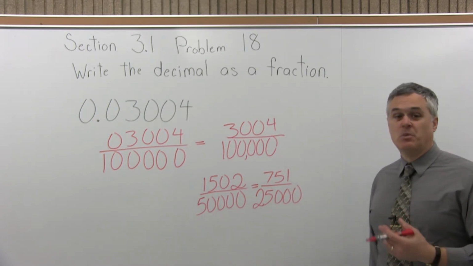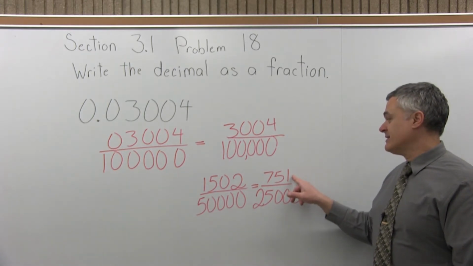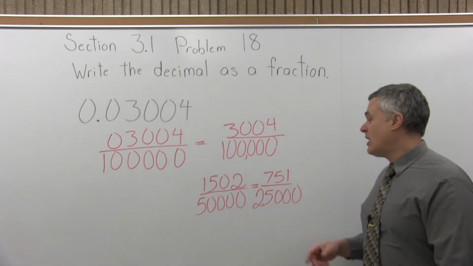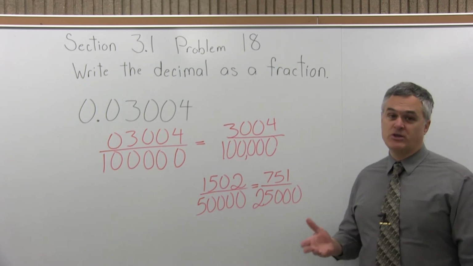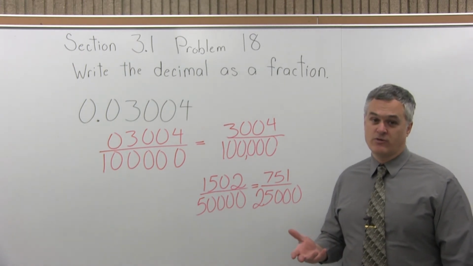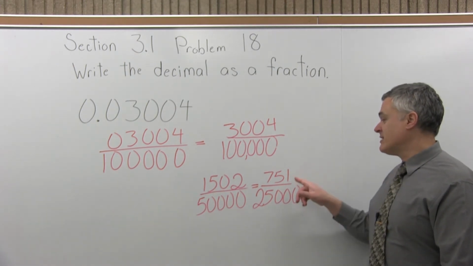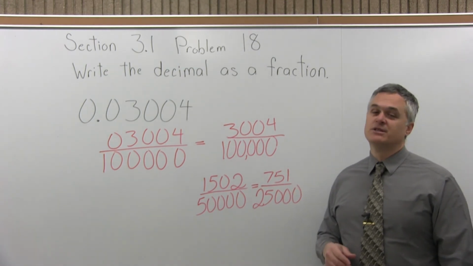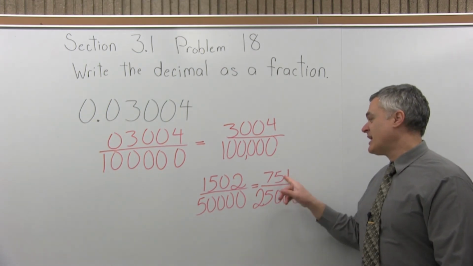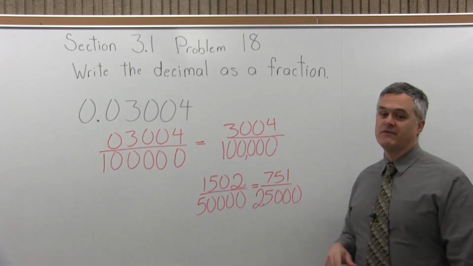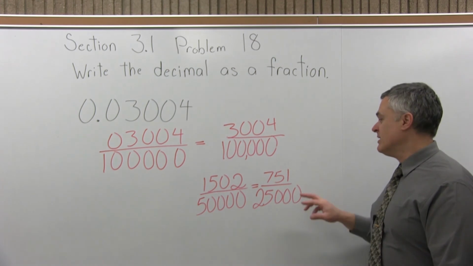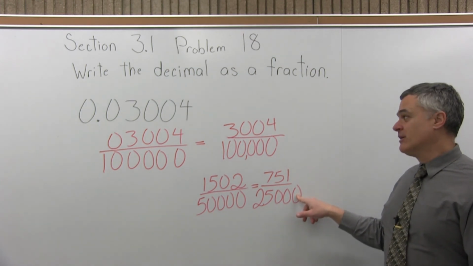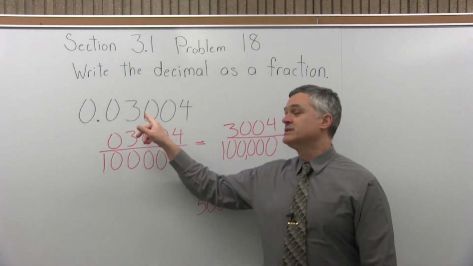Now, can I reduce more? Is there anything that will divide into 751 and 25,000 evenly? Well, they're not both even, so I can't reduce by 2 anymore or any other even number like 4, 6, 8, 10. Could I reduce by 3, by 5, by 7? As you check some of these, you'll see that there is nothing else that divides into both 751 and 25,000 evenly. So 751 over 25,000 is the fraction equivalent of 0.03004.